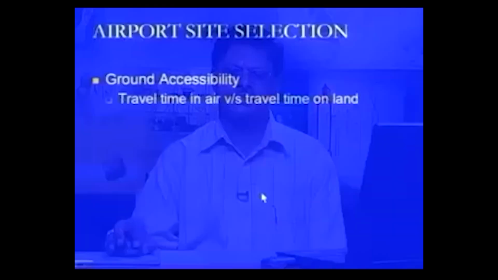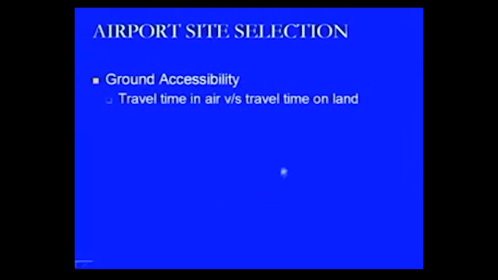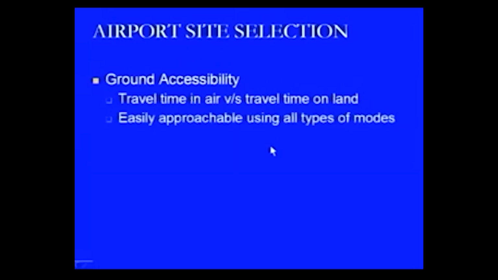cost. The next point is that ground accessibility is a very important point, because we have to look at what is the time it takes to travel from the city to the airport location, and if this travel time is more than the travel time taken in air, then obviously there is no use of providing that type of facility. So, we have to correlate and make a trade-off between the travel time on ground and the travel time in air.